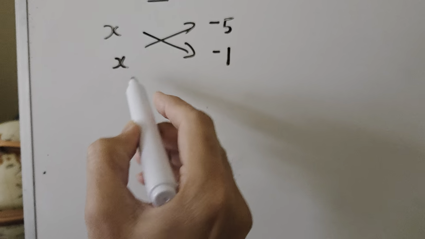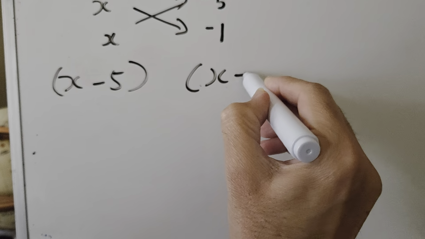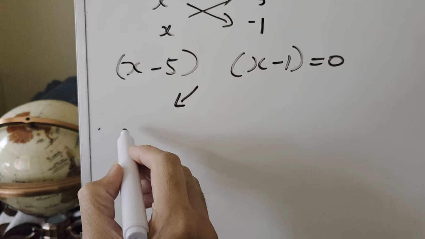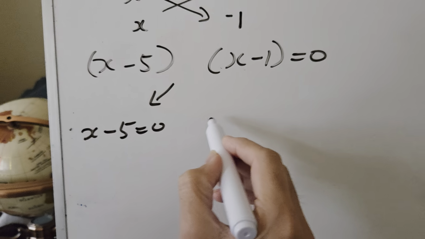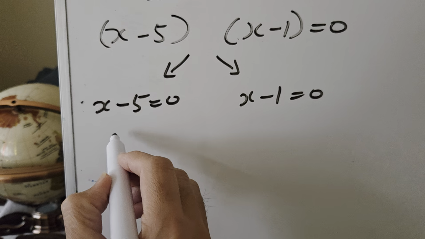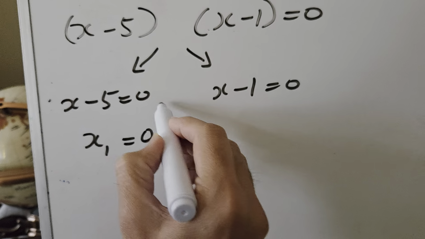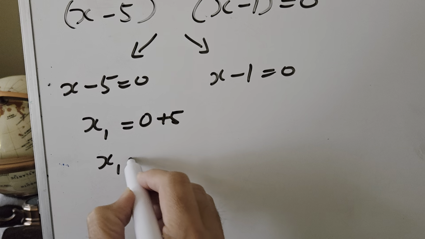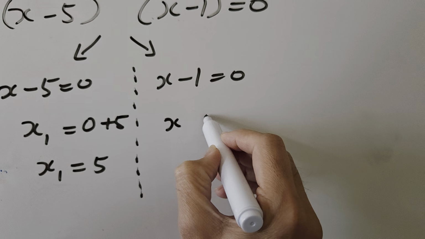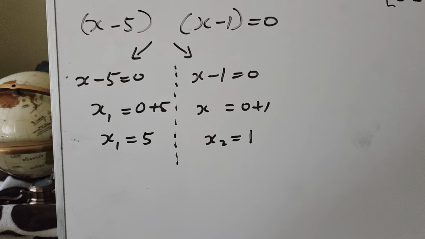Now we're going to group them. So we get x minus 5 into x minus 1 is equal to 0. So from here, either the first group, x minus 5 is equal to 0, or the second group, x minus 1 is equal to 0. We get two x values. So your first x value is 0 plus 5. Minus 5 comes this side, becomes plus 5. So your first x value is equal to 5. And then your second x value, x2, is equal to 0 plus 1. The second x value is equal to 1.